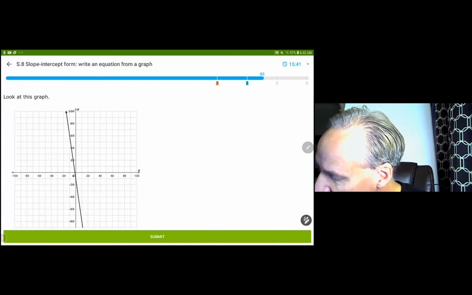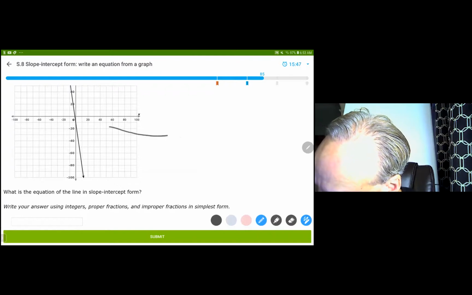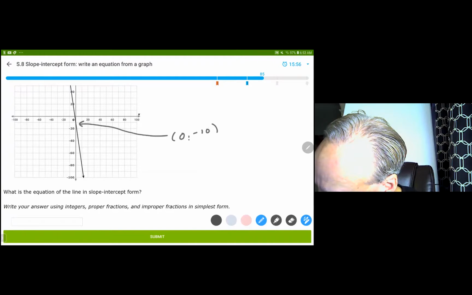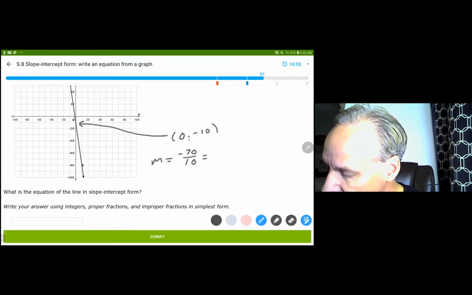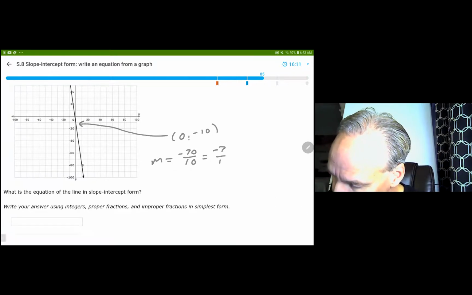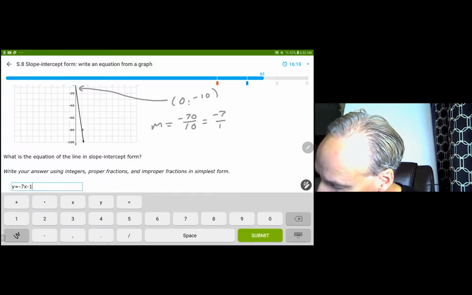Okay, very steep graph, and it is definitely negative. Take a look at that. It's looking like we're going through -10 there. So 0, -10 is our y-intercept, and it's going down a lot. Looks like it's going through that point there. So it looks like it went down 70 over 10. So the slope is -70 over 10, which is -7 over 1. So it looks like we have an equation. Go ahead and put it in. Y equals -7x minus 10. Looks like that's it. Yeah, that's good.